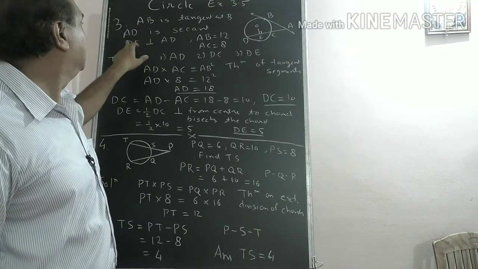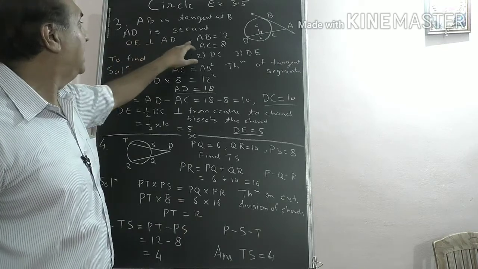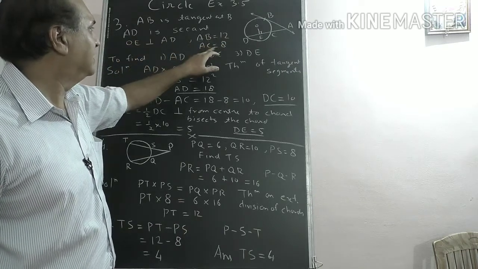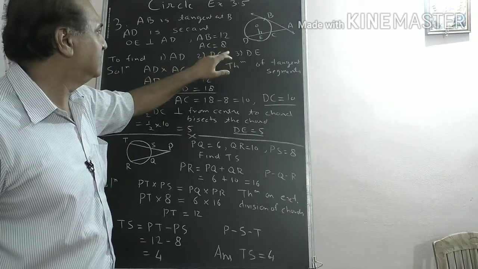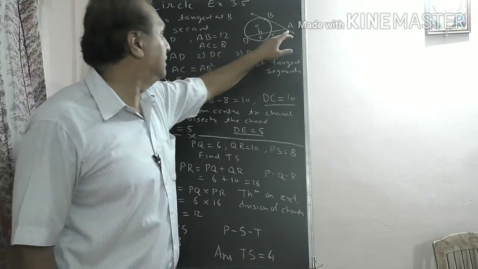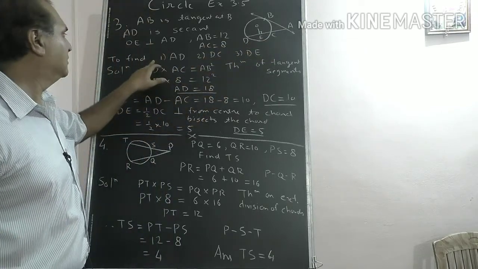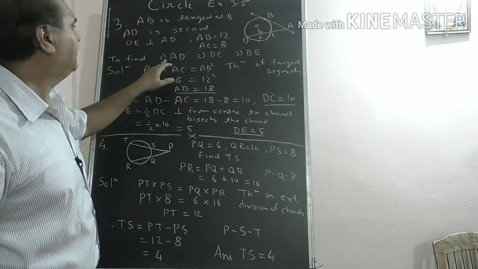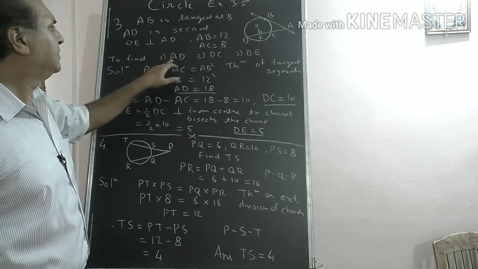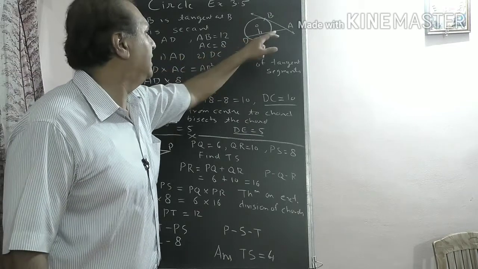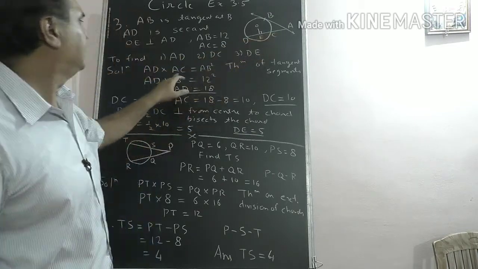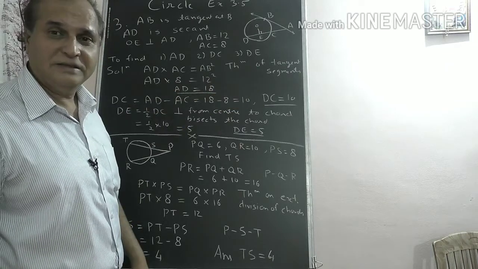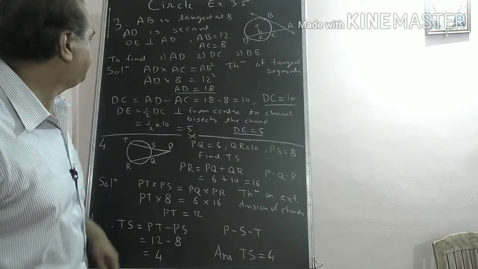Now, what is given? OE perpendicular to AD. AB is 12, tangent, clear. AC is 8. So the first three things we have to find are AD, DC and DE. AD we can find directly. AD into AC is AB square. Theorem of tangent segments.